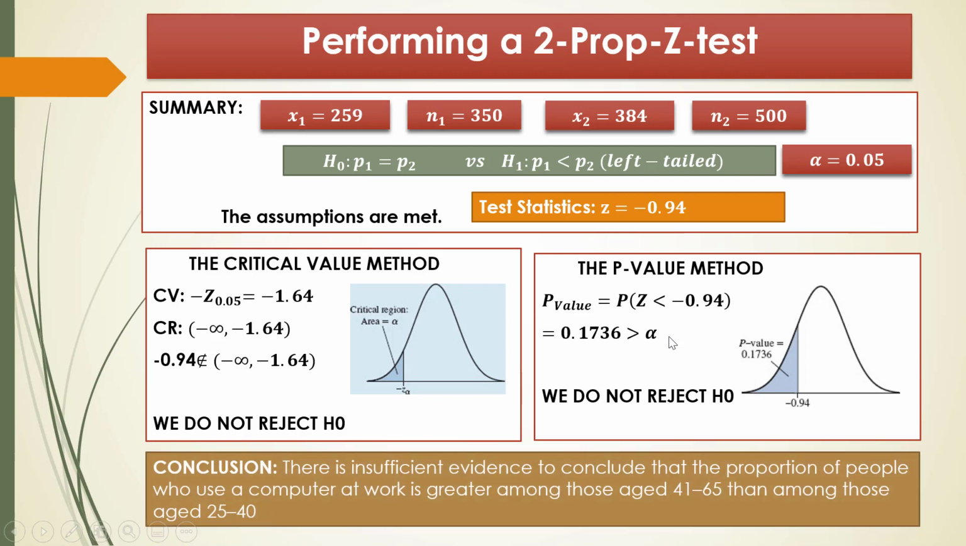So our conclusion is there is insufficient evidence to conclude that the proportion of people who use a computer at work is greater among those aged 41 to 65 than among those aged 25 to 40.